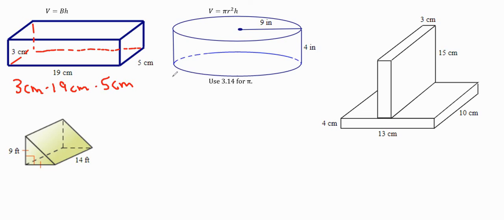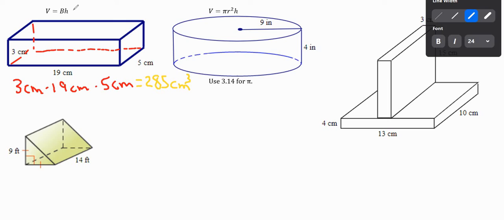And the 3 times 19 times 5 is 285. And the centimeters times centimeters times centimeters is centimeters cubed, and that's why we have it to the third power. And that'll be the only time where I write out the units as I multiply it out.